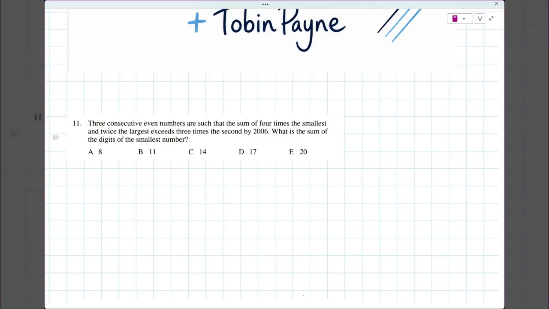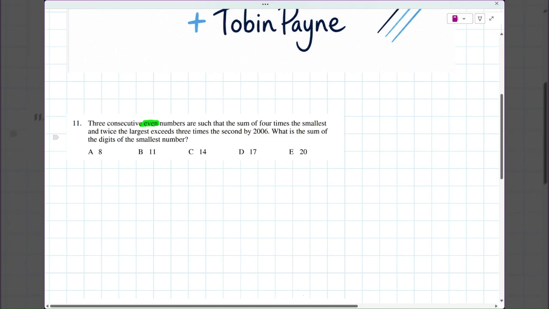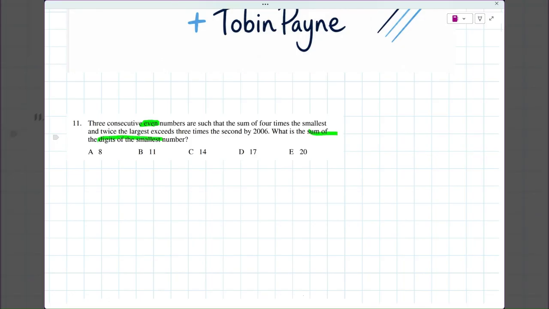So you've got 3 consecutive even numbers such that the sum of 4 times the smallest and twice the largest exceeds 3 times the second. So just really think carefully about what's going on there. I'm sorry, I said equation, I should have said inequality. And also, they're asking you for the sum of the digits of the smallest number.